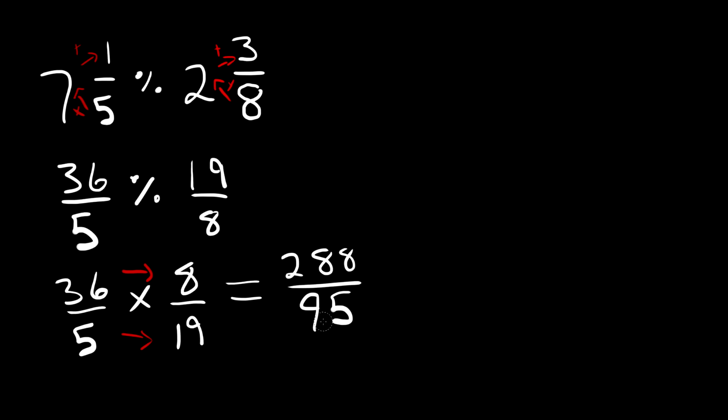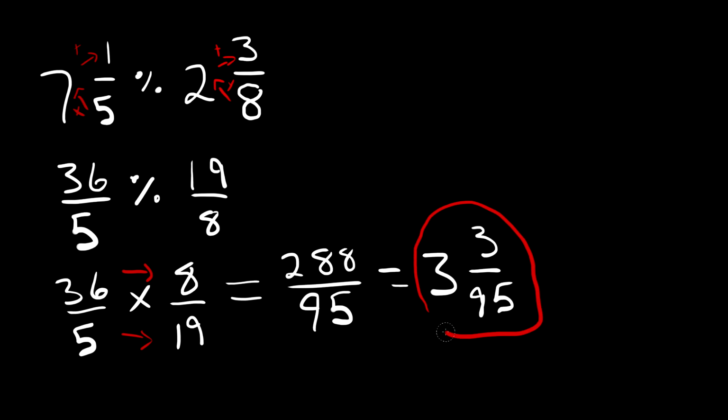And how many times does 95 go into 288? Well, 3 times 95 is 285, so it goes into it 3 whole times with a remainder of 3 over 95. And now this one is done, so we make sure to circle our answer, and that is adding, subtracting, multiplying, and dividing mixed numbers.